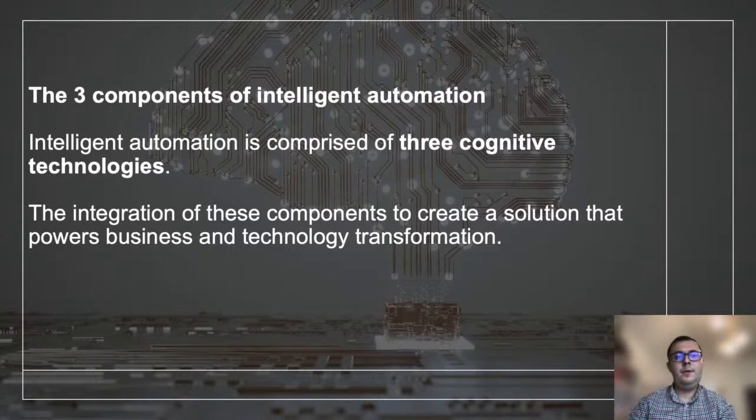Here we have the three most important components of intelligent automation. Basically, intelligent automation is composed of three cognitive technologies, which are the core of its definition. And the integration of these three technologies, or components, creates a solution that powers businesses and technology transformation. It is a fairly complex concept used by people in order to create a solution that empowers businesses all around the world, as well as transforming technology.